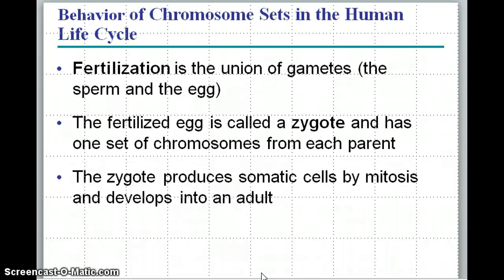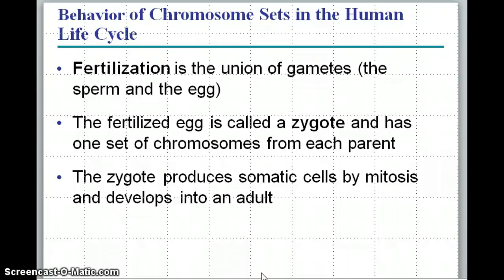Okay, continuing on, the behavior of chromosome sets in the human life cycle. It's easiest to observe our life cycle because it's something that we can relate to easier. So we'll use this as our working model.